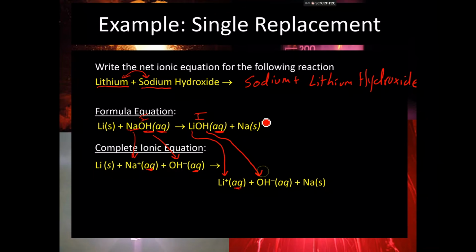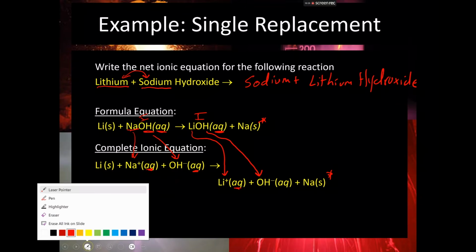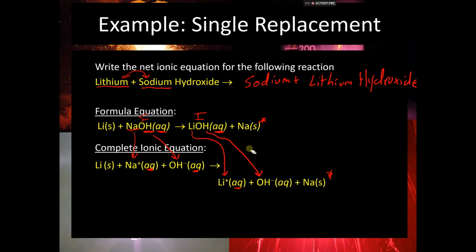Sodium, because it's solid, is going to stay Na solid. So we're not going to separate the sodium. We're not going to put a charge on it. We're going to rewrite it exactly how it is. And then finally, the last step is going to be to write our net ionic equation. The net ionic equation is simply the complete ionic equation, but we are going to grab everything that is the same on the reactants and product side, and we are going to erase it. So let me erase these.